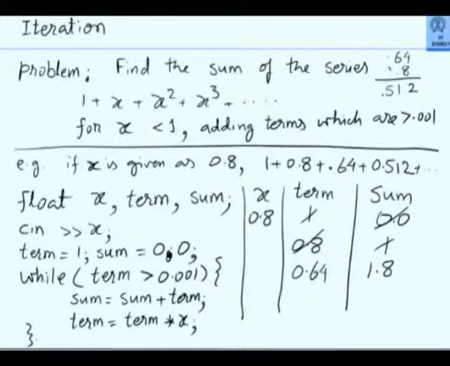Examine term. Term is 0.64, greater than 0.001. Come inside the iteration. Sum is equal to sum plus term. This time it will become how much? 2.44. And next is term is equal to term into x. So how much will term become? 0.512.